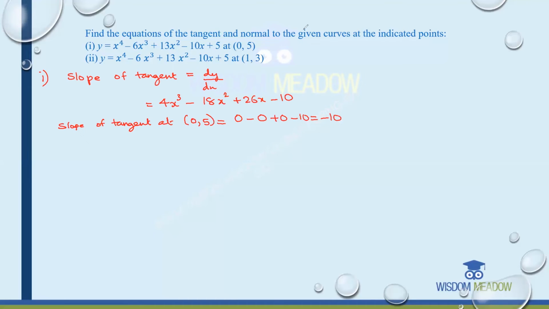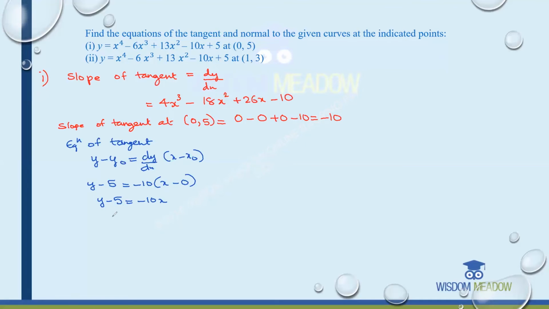Now the equation of the tangent is going to be y minus y naught equal to m, that is the derivative, into x minus x naught. The point is (0, 5). So y minus 5 is equal to m, which is -10, into x minus 0. So y minus 5 is equal to -10x, and simplifying it, y plus 10x is equal to 5. That is the equation of the tangent.